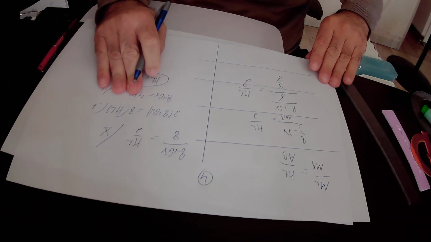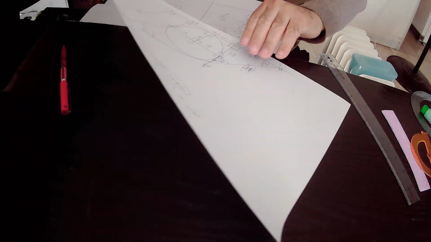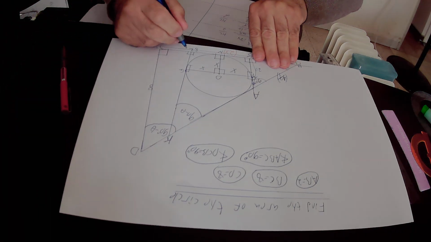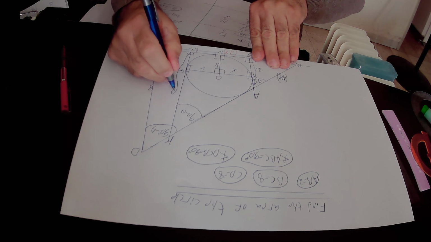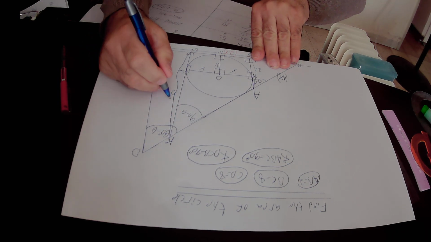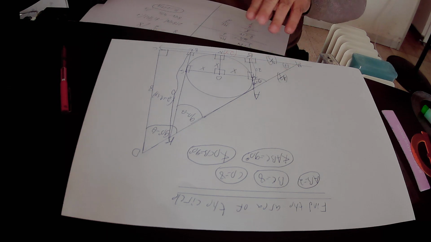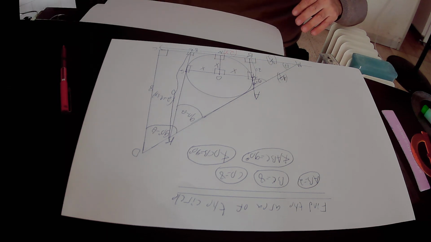So we write it down in the original drawing that this line KL is equal to 2 plus 1.5x.